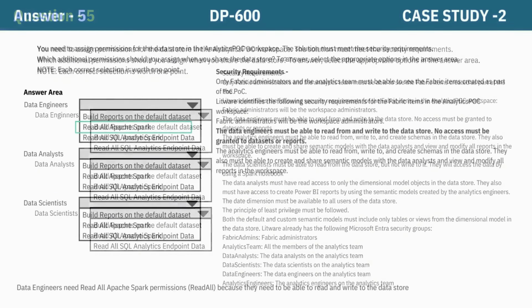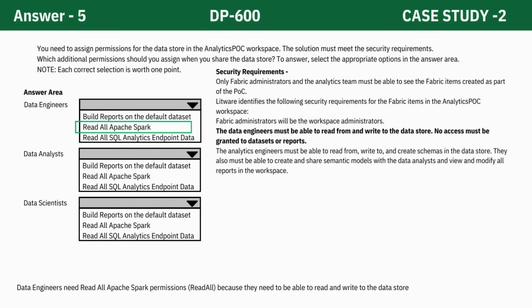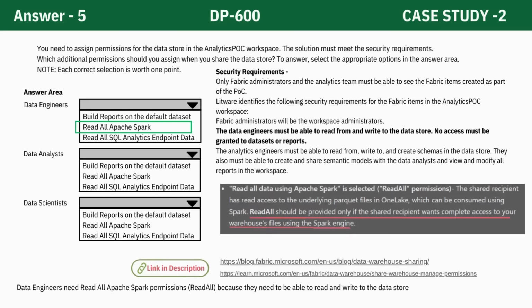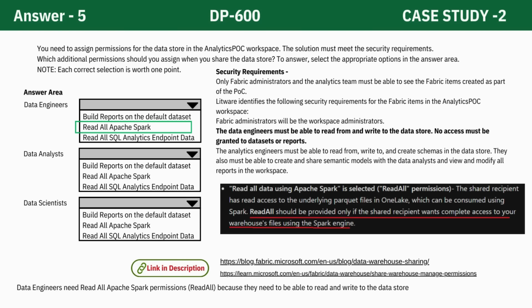The correct answer for data engineers is Read All Apache Spark, which is the Read All permission. This permission is necessary because data engineers need to read and write data to the data store, as specified in the security requirements. According to Microsoft documentation, the Read All permission should be provided only if the shared recipient wants complete access to your warehouse's files using the Spark engine.